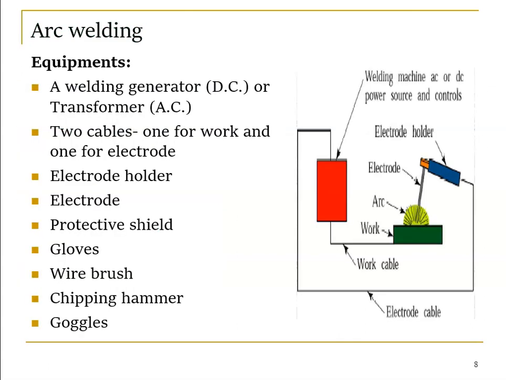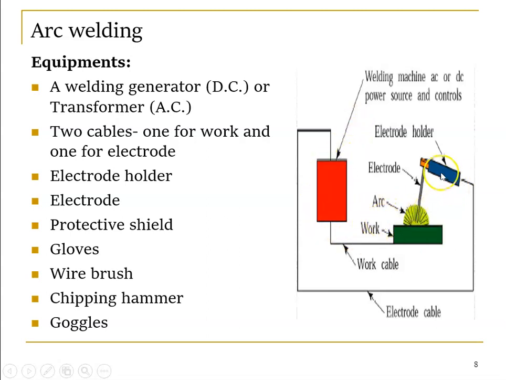So the main equipment. In arc welding, we have a similar set of equipment. The first one is a welding generator, DC, or transformer, AC. If we use DC welding, then we need to use a generator. If it is AC welding, we need to use a transformer. The red color shows the power source, the welding machine. It may be an AC power source or a DC power source. And we have two cables, right? One to hold the electrode and another one for the workpiece. So this is our source. We have two cables, one for the electrode and another for the workpiece, right?